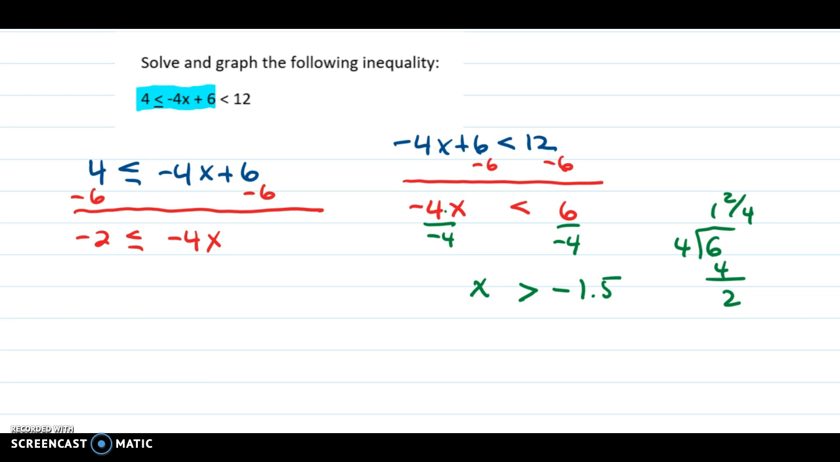And as before, we're going to divide both sides by negative 4. Once again, when you divide by a negative, the direction changes. And a negative divided by a negative is a positive, and 2 over 4 is 1/2 or 0.5.